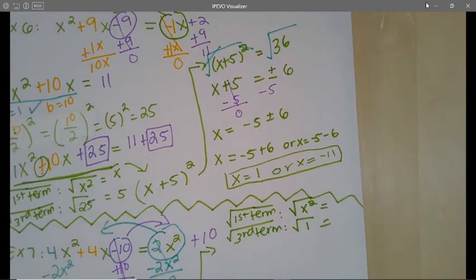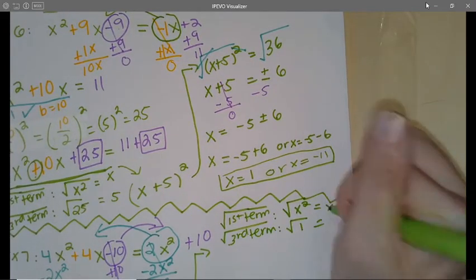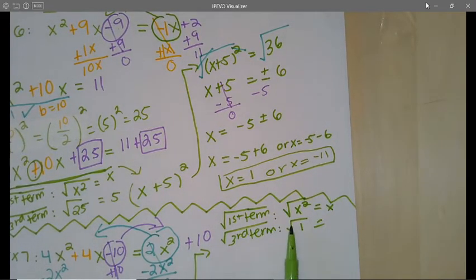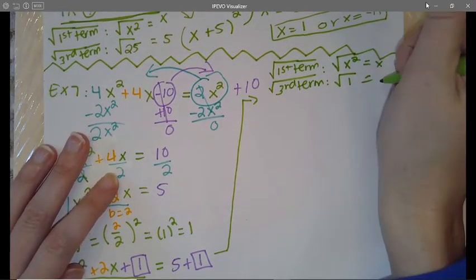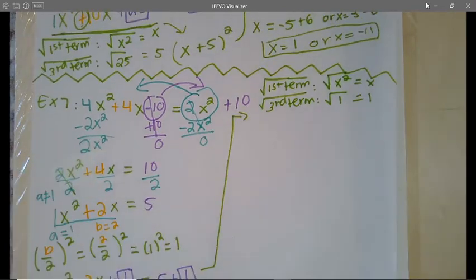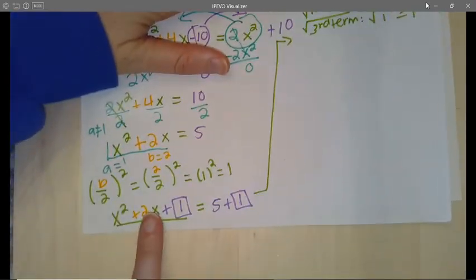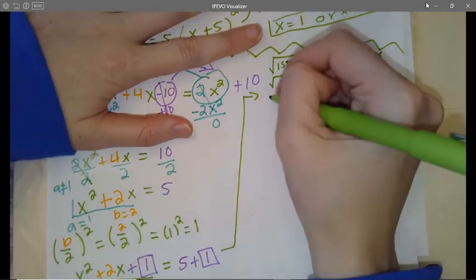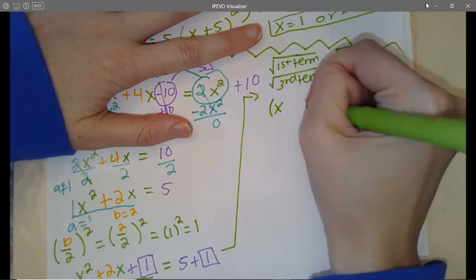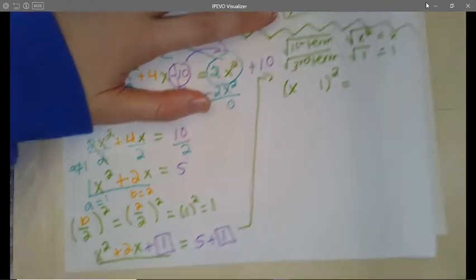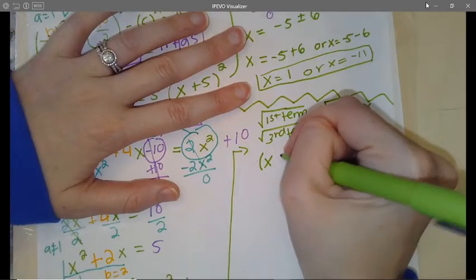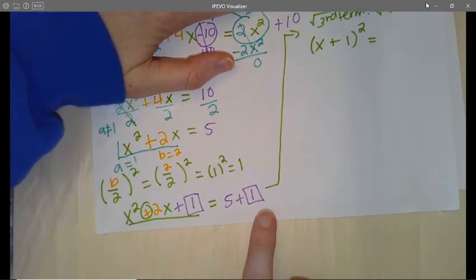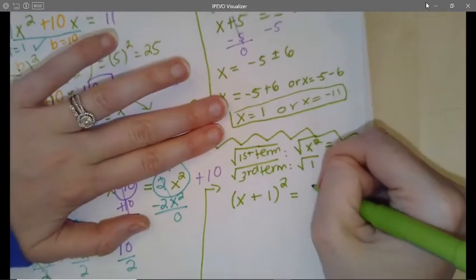My first term is x squared, and my third term is 1. The square root of x squared is x. And then the square root of 1, what times what gives you 1? Exactly, 1 times 1 is 1, so you're going to get 1. So now I can rewrite this side as, I'm going to put the x and the 1 in my parenthesis with the squared. Then I'm going to take the sign of my middle term, which is a positive, so plus. And on this side we have 5 plus 1, which is 6.